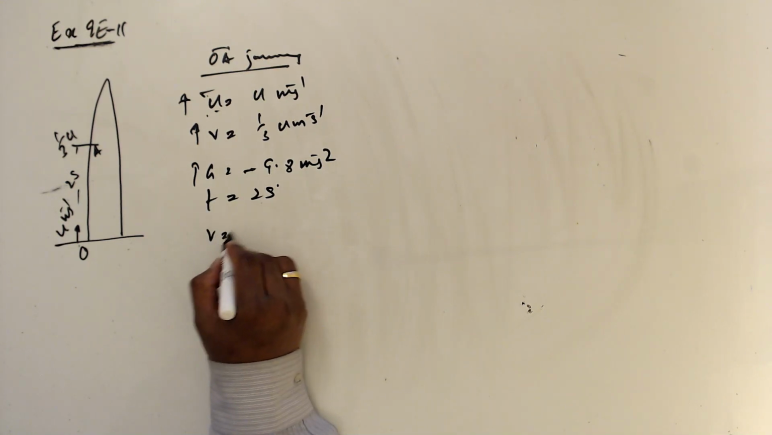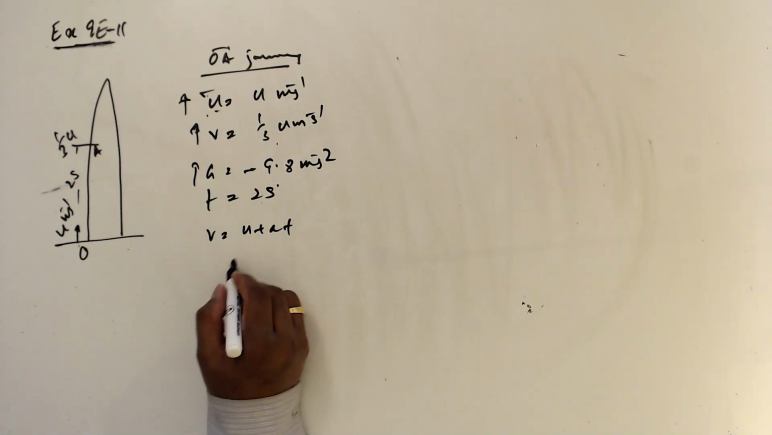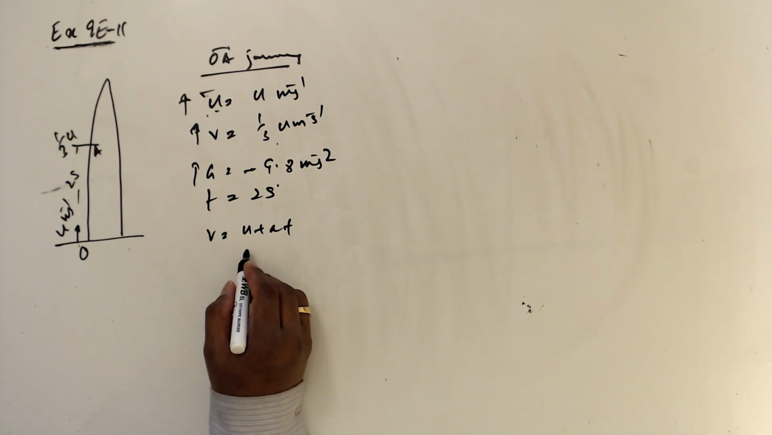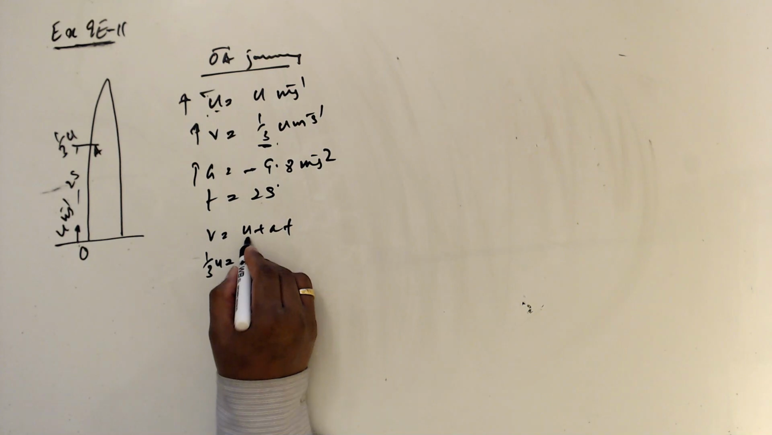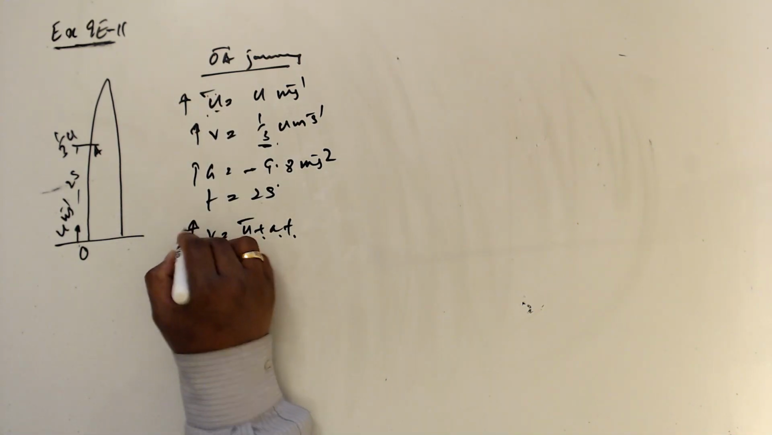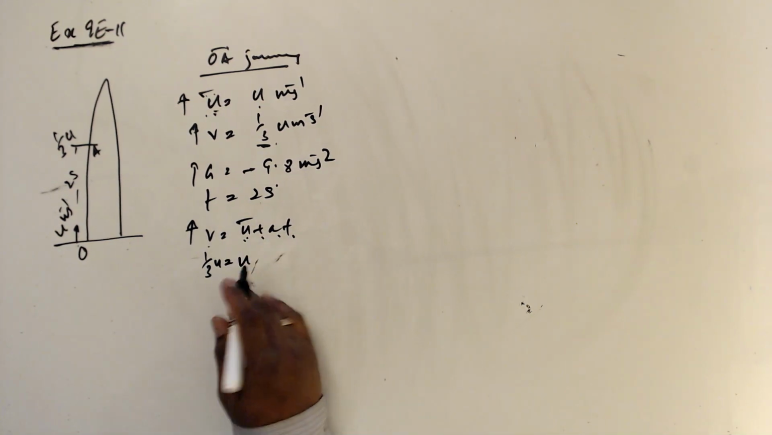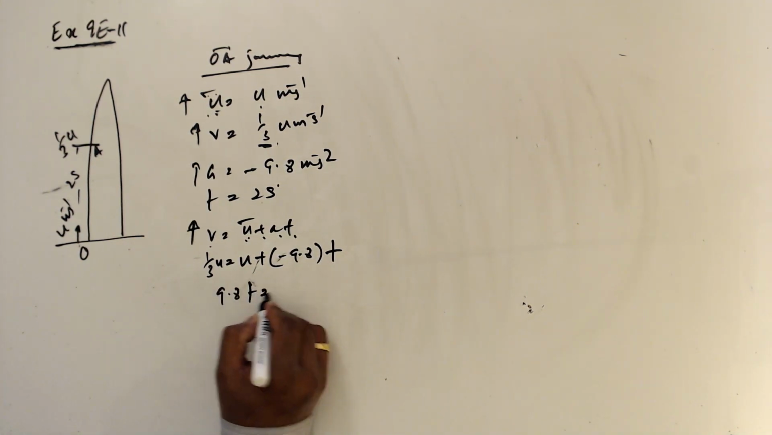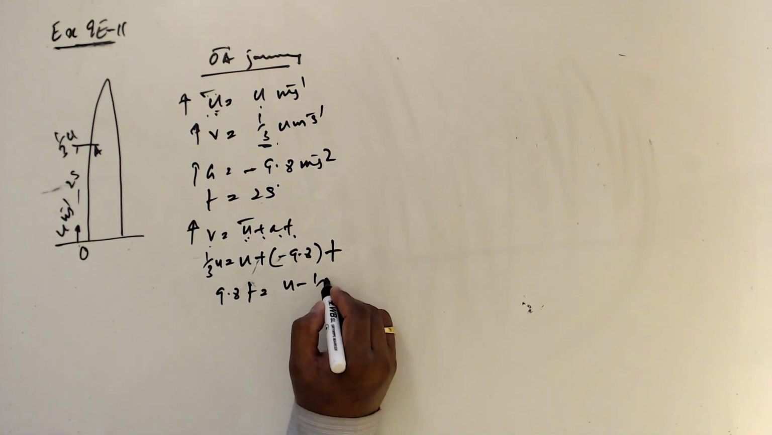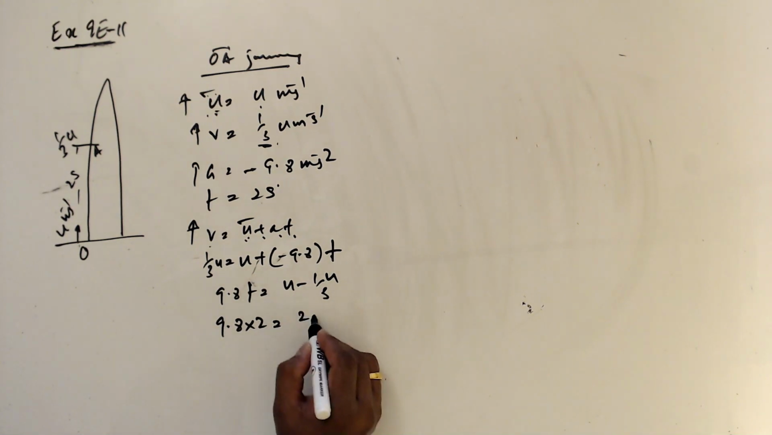So v equals u plus at, and all are with u's. We can find one unknown then. So v is 1/3 u, and u bar here. Okay, v equals u bar plus at. This is the equation. u bar is u, a is minus 9.8, times t. So 9.8 times t equals u minus 1/3 u. We know that after 2 seconds, this is going to be 2/3 u.